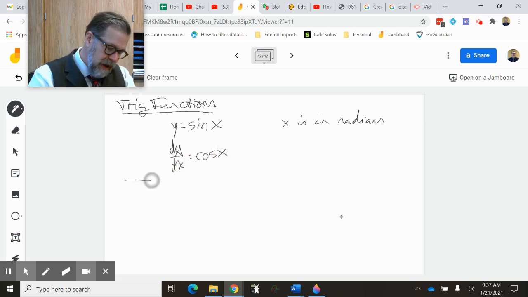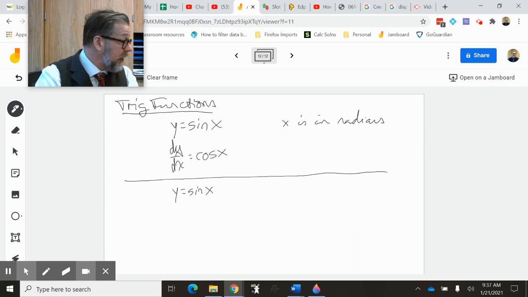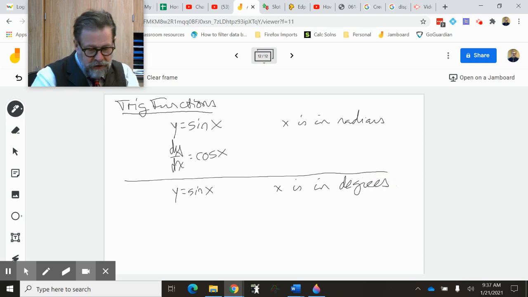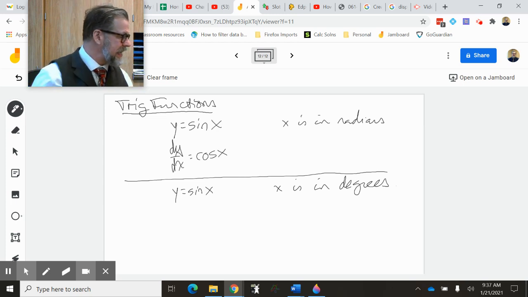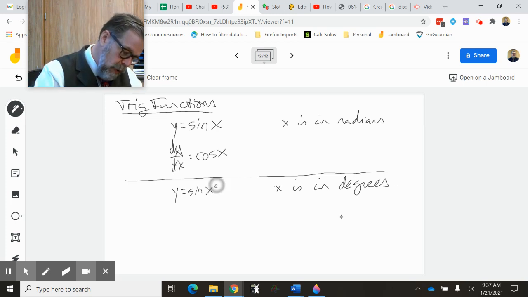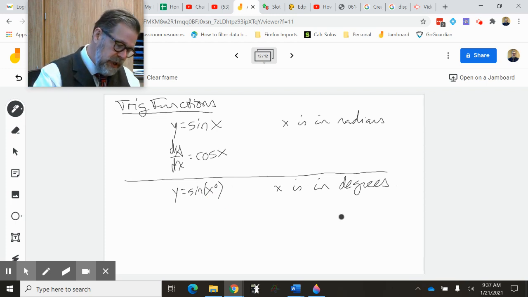So what if I said y equals sine of x, where x is in degrees? Well, it's not necessarily true that this derivative automatically transfers over. So let's see what happens. So I've got y equals sine of x degrees, and I know that this is true for radians.